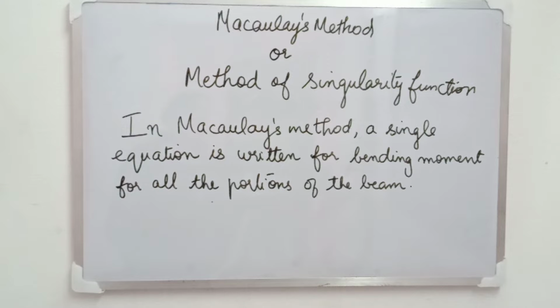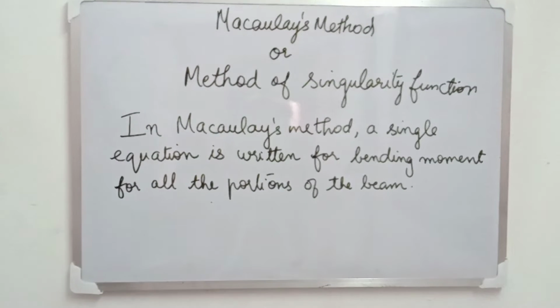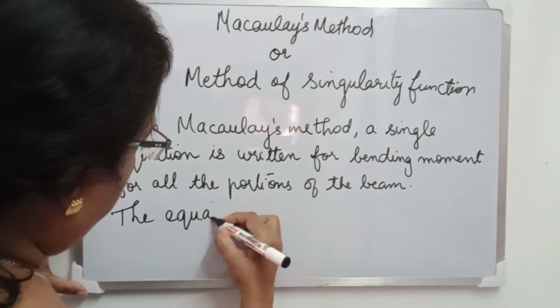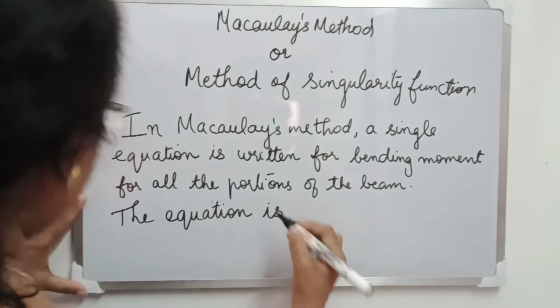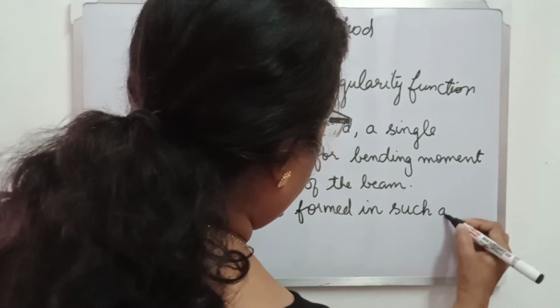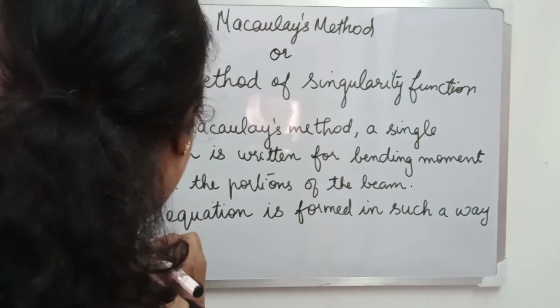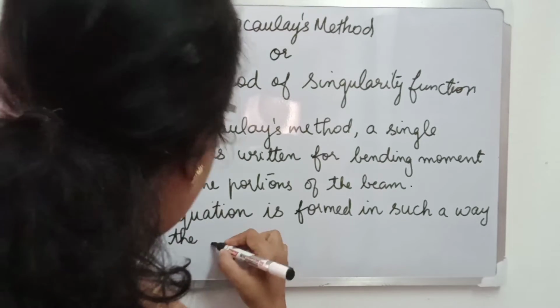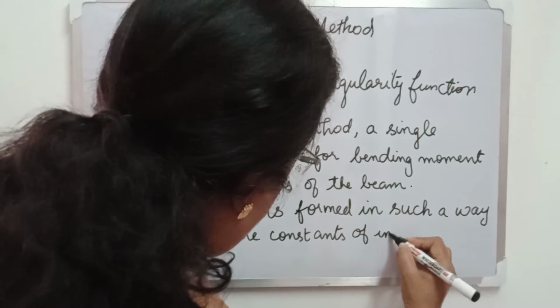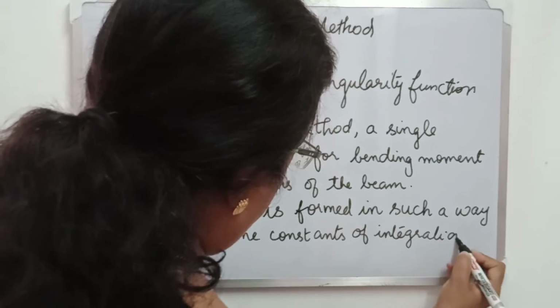In Macaulay's method, a single equation is written for bending moment for all the portions of the beam. And the specialty of this equation is that the equation is formed in such a way that the same constants of integration are applicable to all the portions in the beam.